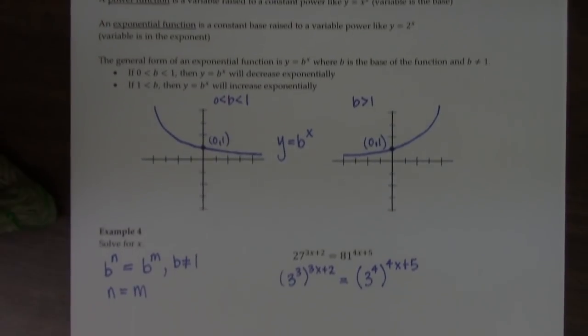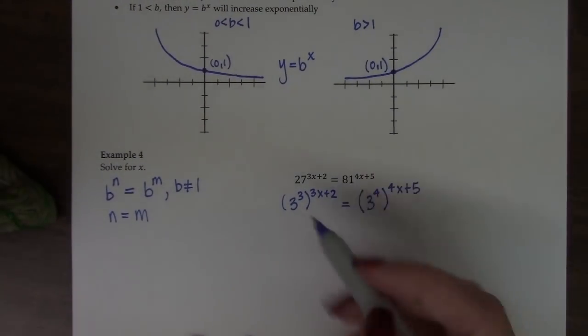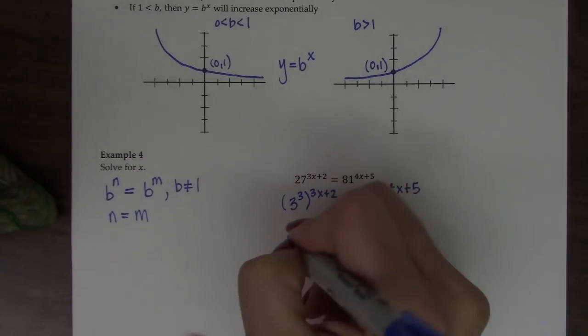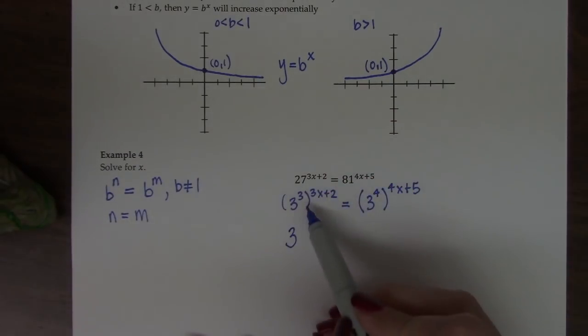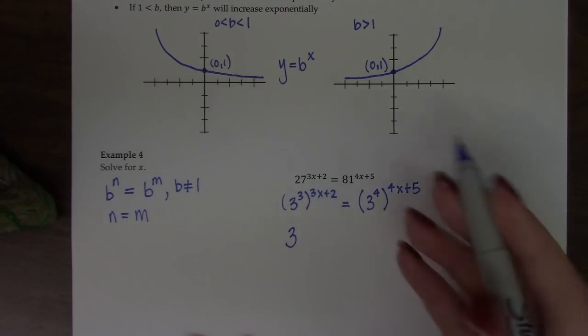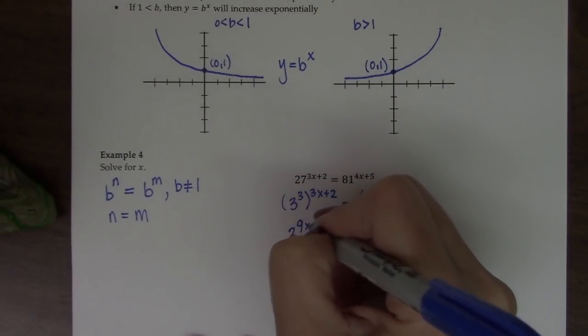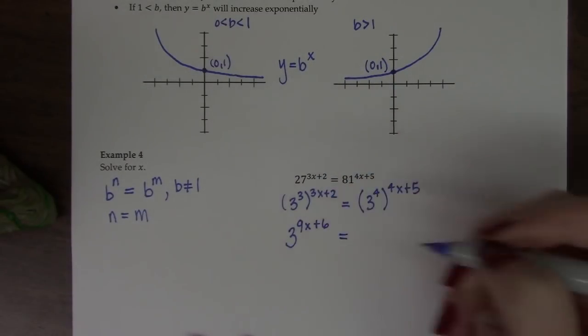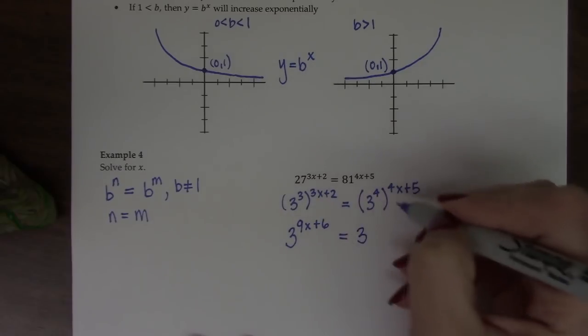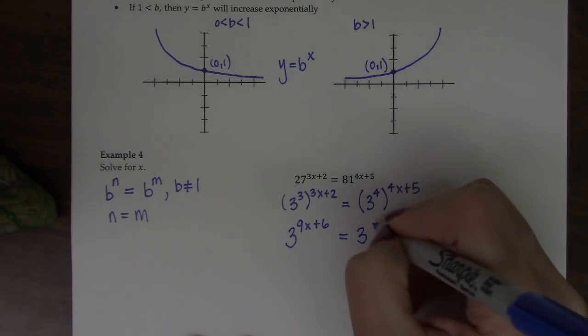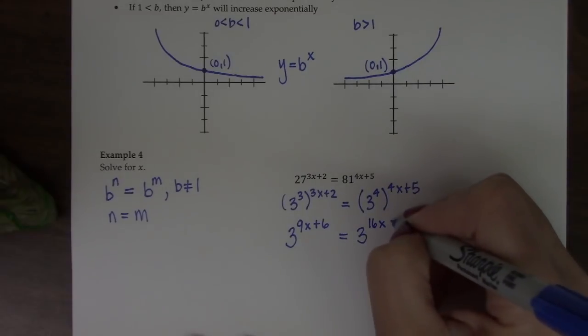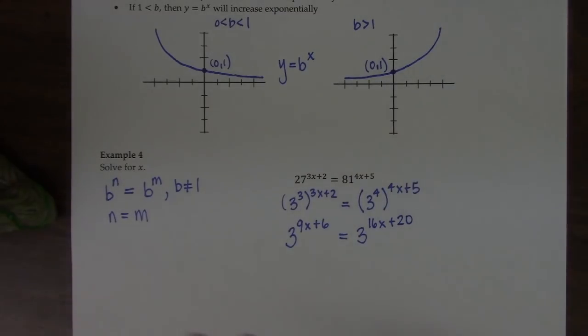So if I come back down here, because I'm still not quite in this form yet, I distribute this 3 across the expression. So now I get 9x plus 6, and here I distribute the 4 across. So I get 16x plus 20. And now I'm where I want to be.